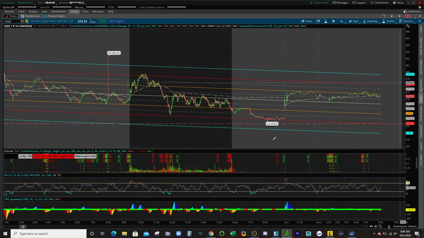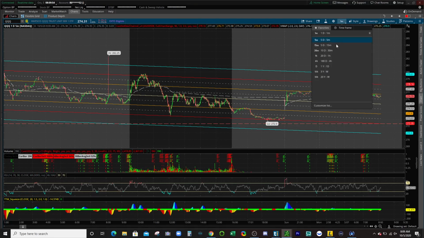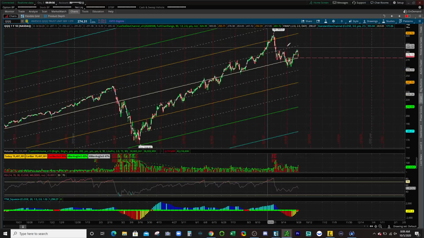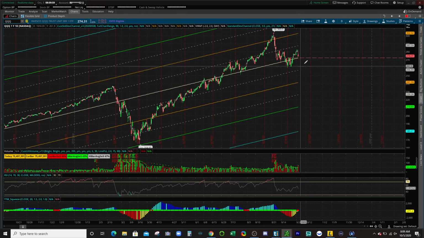So let's take a look at the 1-minute chart now. All right, so the daily chart support for the Qs or the NASDAQ is all the way down here at 272. And I gotta say that right now the Qs definitely look a little bit worse than the S&P 500 does for the time being.